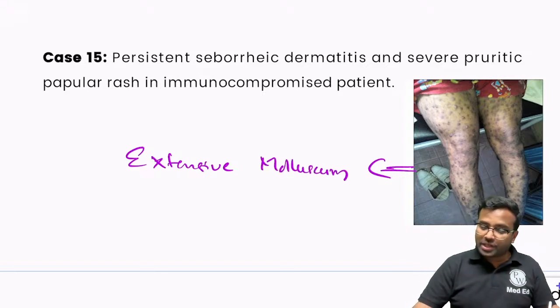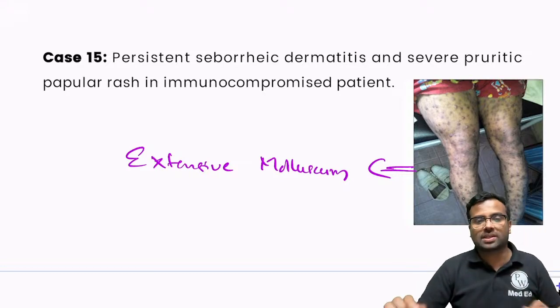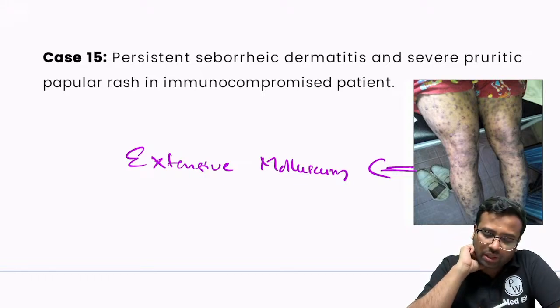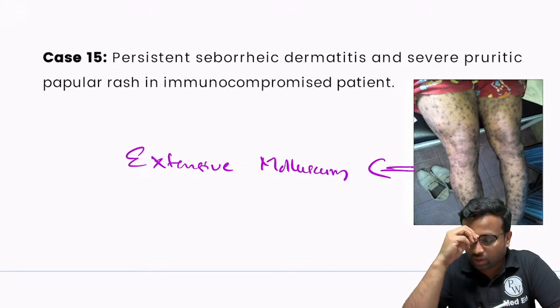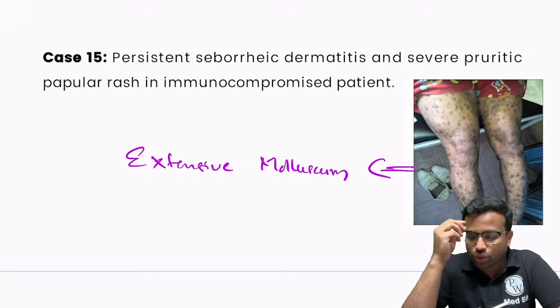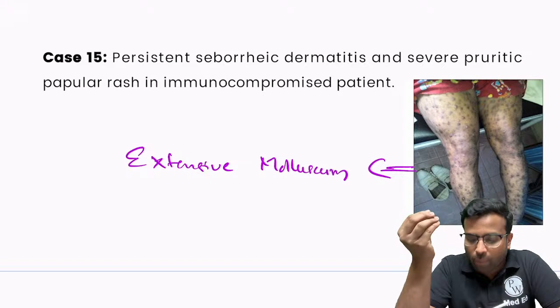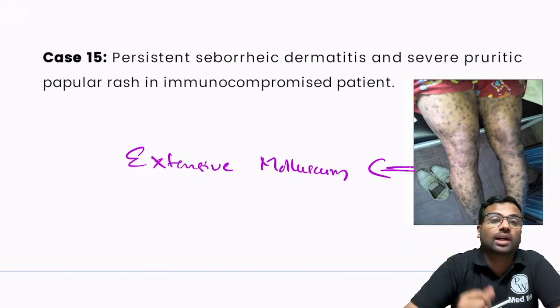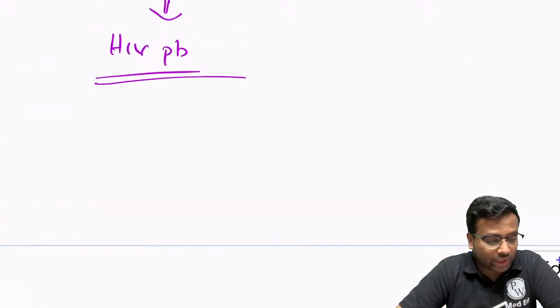How can we differentiate this from mixed? I didn't understand what you mean by mixed. If you are talking about something, can you please be specific? Which mixed do you mean? If you are talking about leukoplakia, what do you mean by leukoplakia? You can see some whitish discoloration over the skin, over the tongue, right?